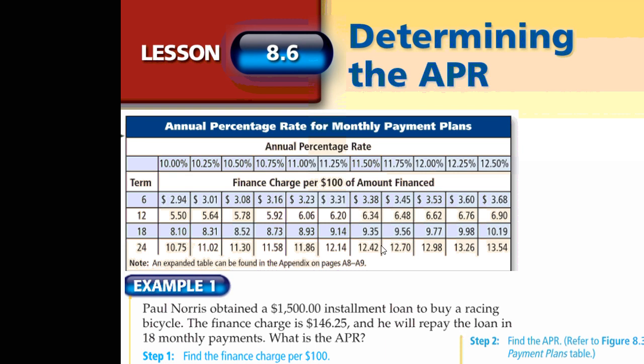So in the row for 18 payments, which is right here, find the number closest to $9.75. We look, and $9.77 is closest to $9.75. So read the top of the column, and we see that the APR that most closely goes with that is 12%. So by using the chart, we see 12% is our APR. Let's see if we can do that with this example problem here.